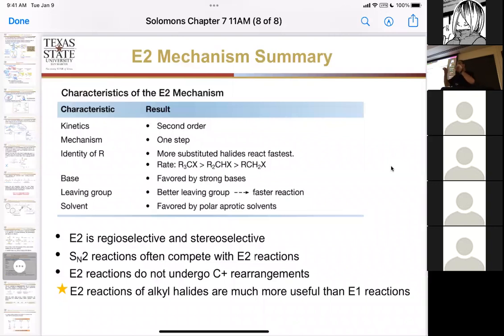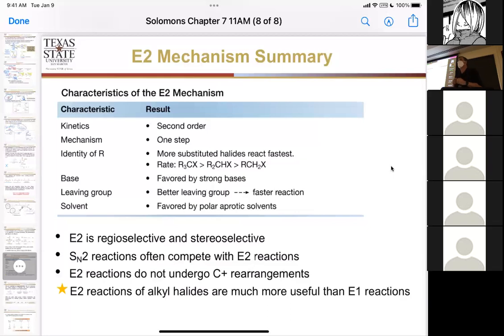Now, which way the double bond goes depends on the size of the base you have, because big bulky bases also do E2. They just take a different hydrogen. The better the leaving group, the faster the reaction. So iodine is better than bromine, which is better than chlorine. And it's favored in polar aprotic solvents.